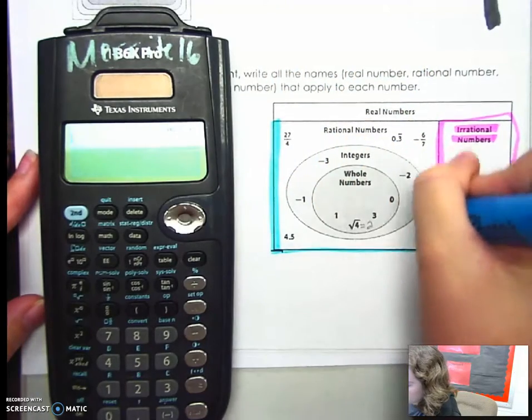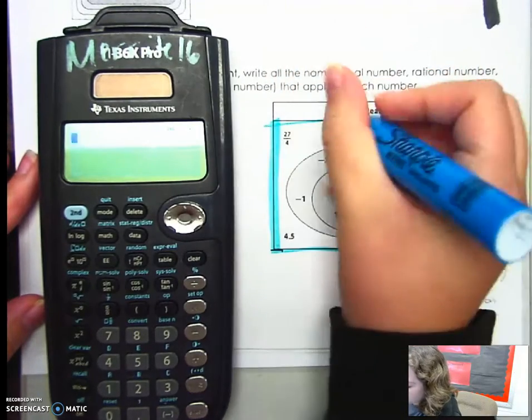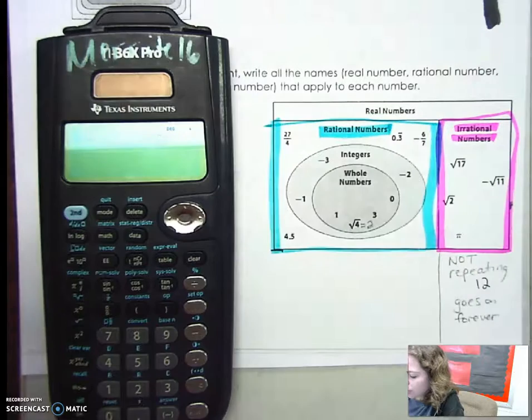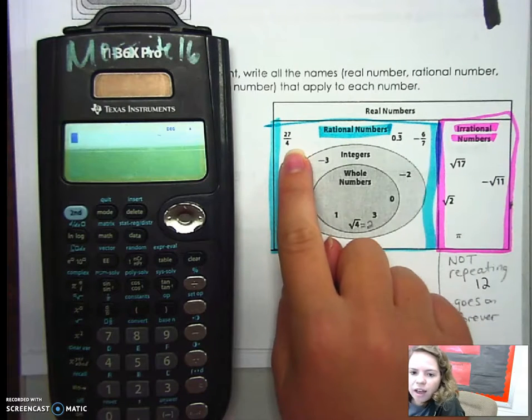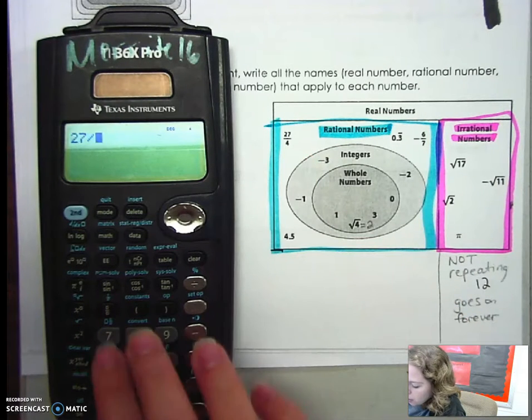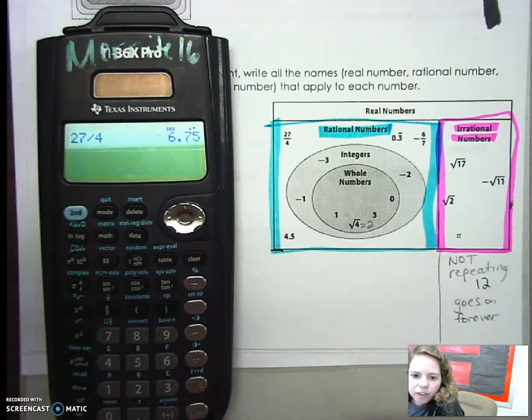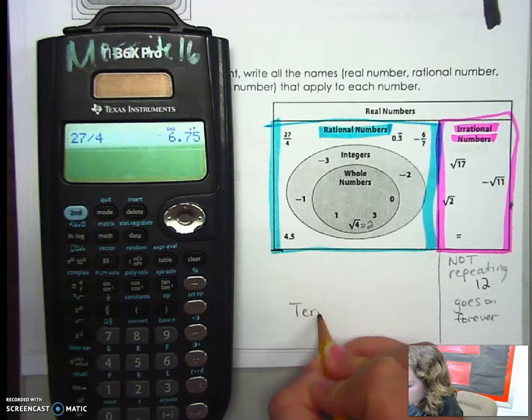Everything in this blue box, all of these are our rational numbers. If I look at some of these, I have 27 divided by 4. And just for the sake of time, I'll do it in the calculator. Okay, 6.75. That one is terminating, which means it does not go on forever. It's terminating. Interesting.